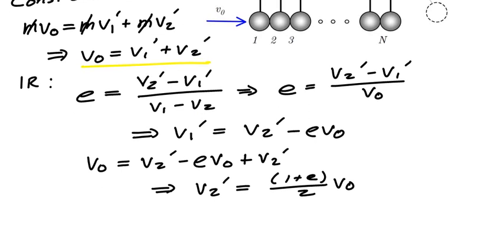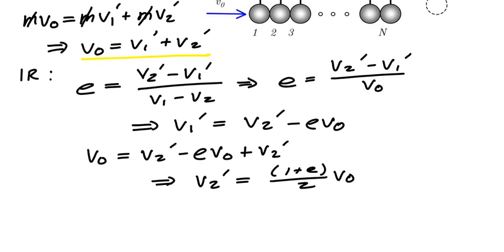Another way of saying this is that the speed post-impact of the next pendulum in line is going to decrease by an amount given by (1 plus E) divided by 2. Note that if we have a perfectly elastic impact where E is equal to 1, the speed of the next pendulum post-impact will be identical to v0. If E is less than 1, that is, there is some elasticity in that impact, that number is going to be reduced. What does that mean?